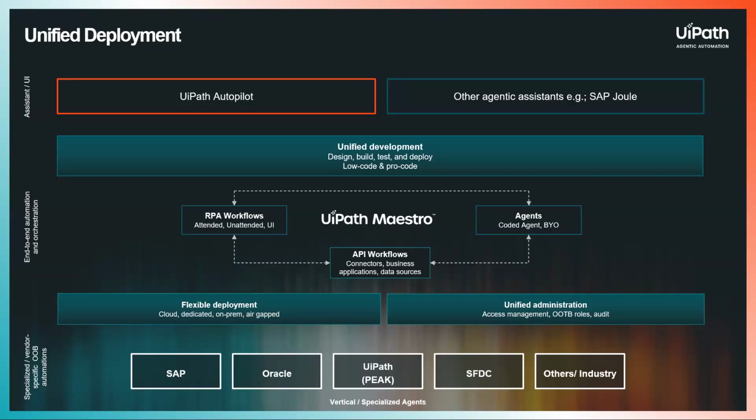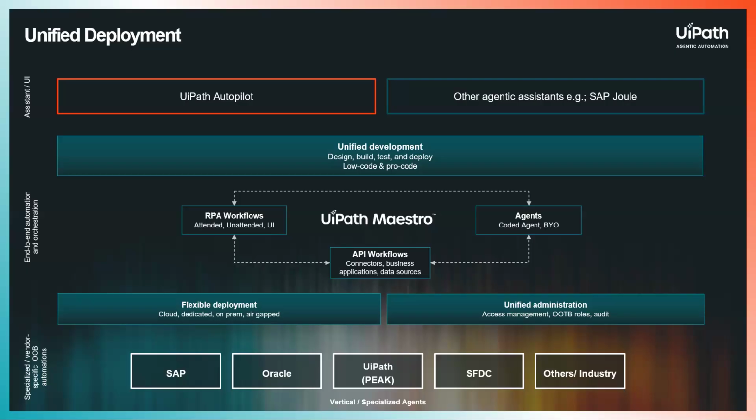And above that, you could see the assistant or UI layer, where we mostly integrate with UiPath Autopilot, as well as other agentic assistants like SAP Copilot, depending on what the users are using. You will be able to integrate that too. And below, we support both vertical as well as vendor-specific agents, and these are the out-of-box automations and integrations which are tailored for systems like SAP, Oracle, Salesforce, and also other industry-specific platforms.